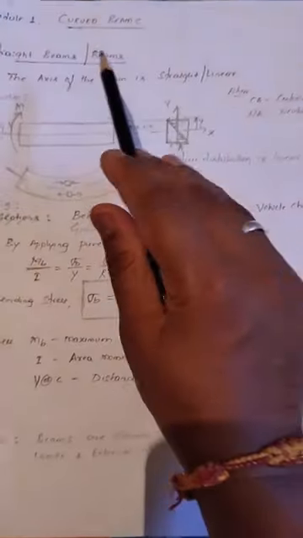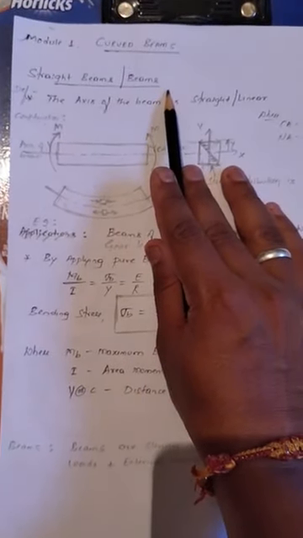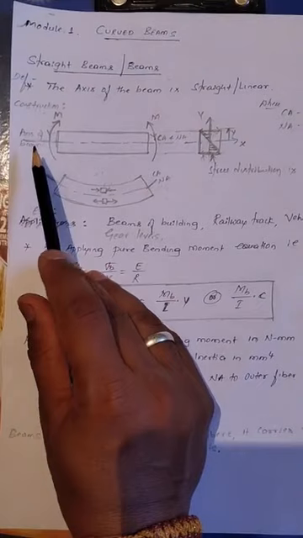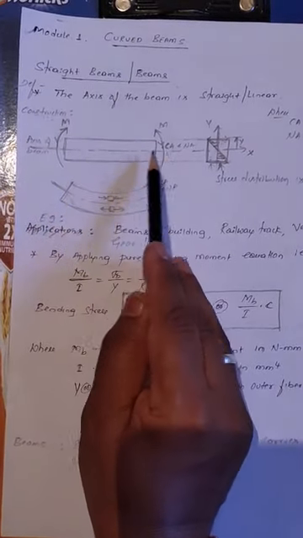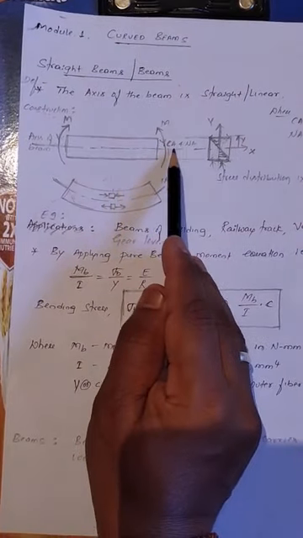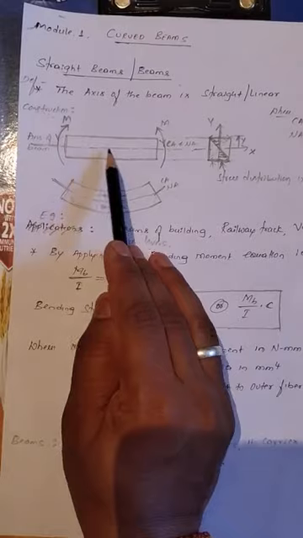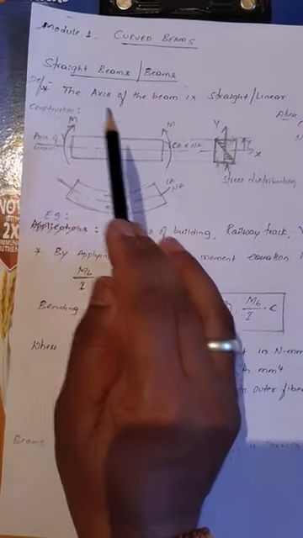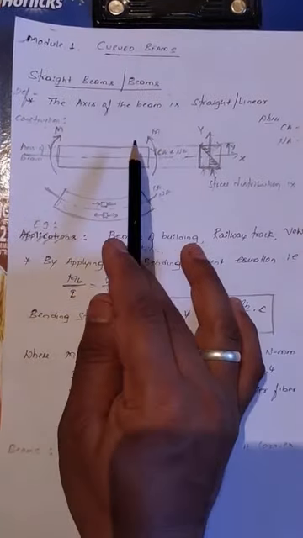Yes, first we discuss straight beams, or simply called beams. What is a beam? The axis of the beam is straight or linear. What do we mean by axis? It may be the centroidal axis or the neutral axis. If the axis of the beam is straight or linear, then that type of beam is called a straight beam. This is the construction of a straight beam.